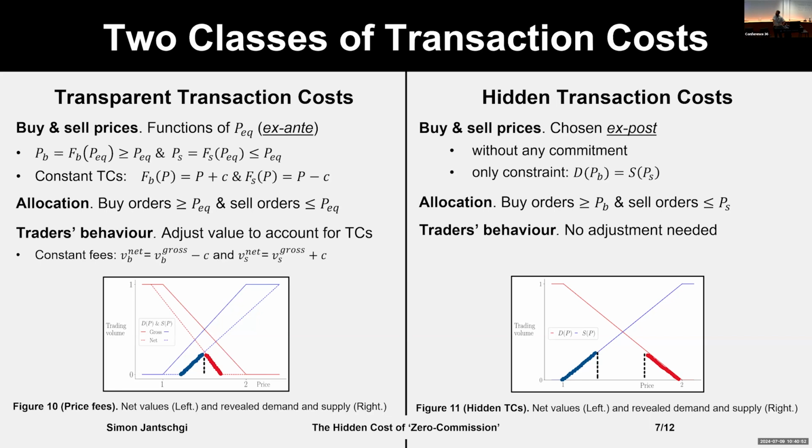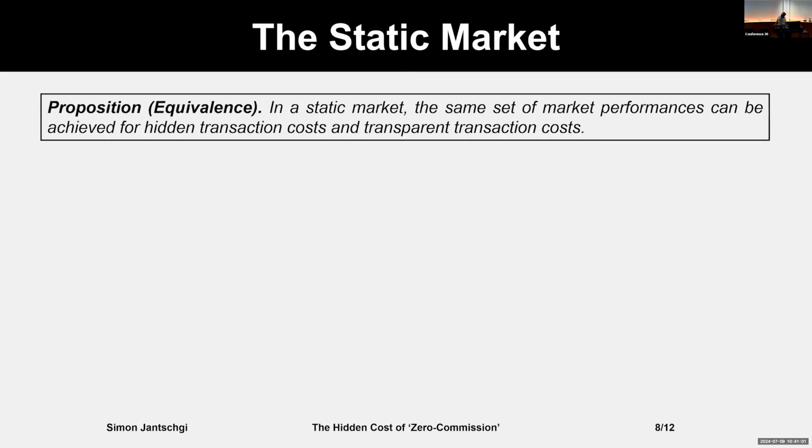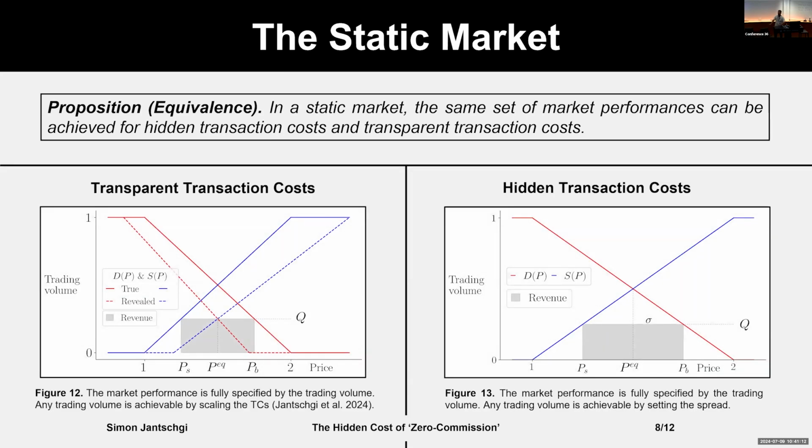In the next slide, I'm going to be comparing transparent versus hidden transaction costs, first in a static market and then in the dynamic market. First, in the static market, the result is the following. There's an equivalence: the same set of market performances in terms of revenue or efficiency is achievable for hidden transaction costs and transparent transaction costs. If you focus first on the right-hand side, by setting the bid-ask spread, the revenue is given by any rectangle that you can fit under true demand and supply, and this also fully specifies the efficiency. So by simply choosing the right bid spread, you can have this one-dimensional set of market performances by scaling up and down that rectangle.